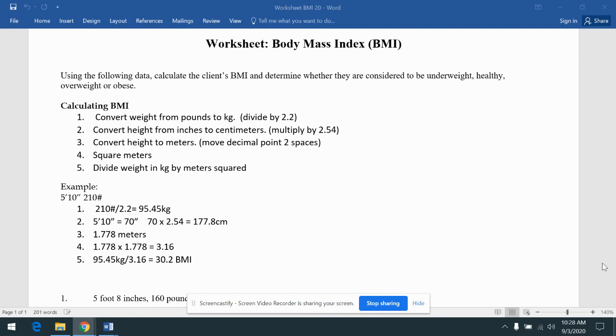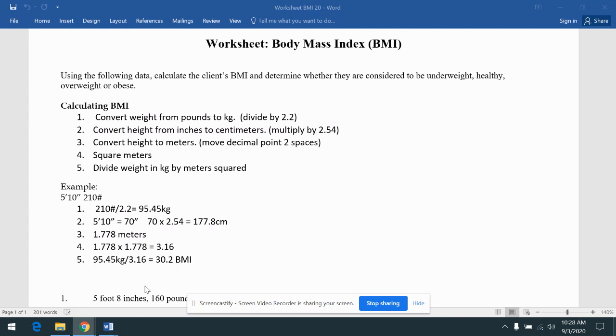Hello, so I'm going to go over calculating body mass index. You saw in chapter 1 and also in your PowerPoint that the text talks about obesity, and the text defined obesity as having a BMI over 30. It talked about this being influenced by several factors, and most of us know what these factors are.